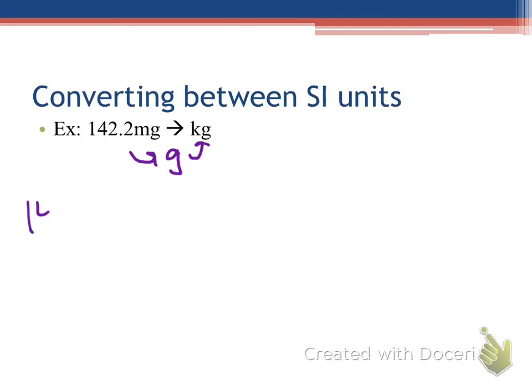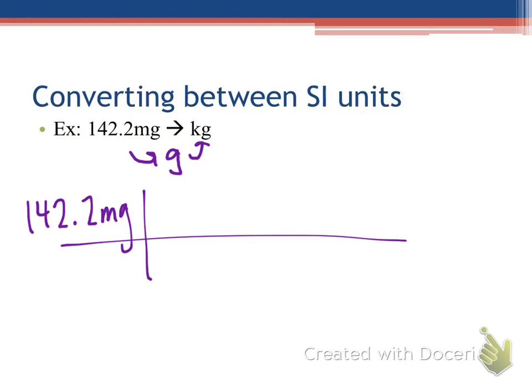So we're going to go 142.2 milligrams, and I draw my T. Okay, so if I want to go from milli to the base, right, from milligrams to grams, that's what my T chart needs to look like next. I'm getting rid of milligrams, and I'm going to grams. I think it's easiest if you fill in your units first and then put in your numbers.